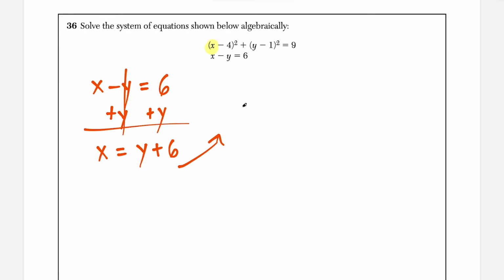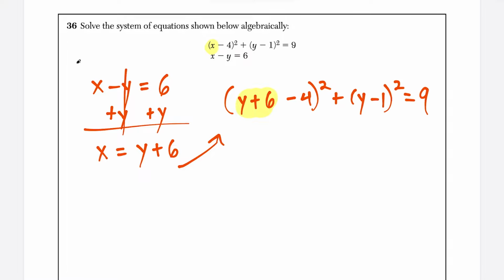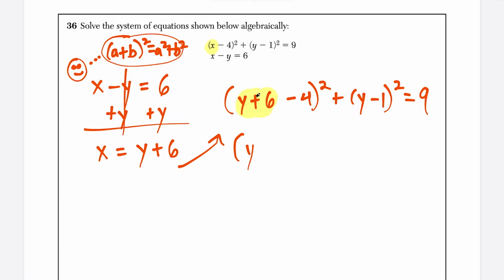So now we plug in and we have y plus 6 minus 4 squared. Just so we're clear, this x I replaced with y plus 6 because of what we found before. And then we have plus y minus 1 squared is equal to 9. Now, one thing to be careful of, please don't do something like this. A common mistake is students think, oh, a plus b squared equals a squared plus b squared. Please don't do this because you will get the wrong answer. So instead, y plus 6 minus 4 is 2, so we have y plus 2 squared plus y minus 1 squared equals 9.